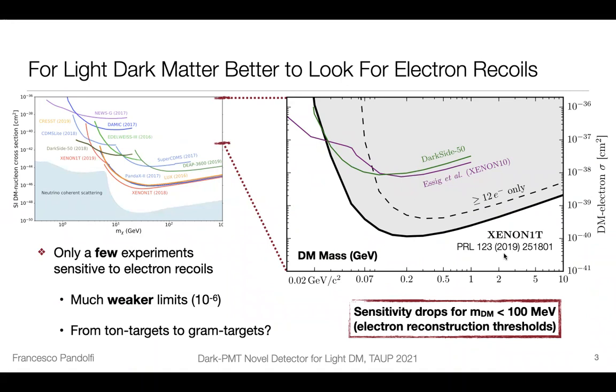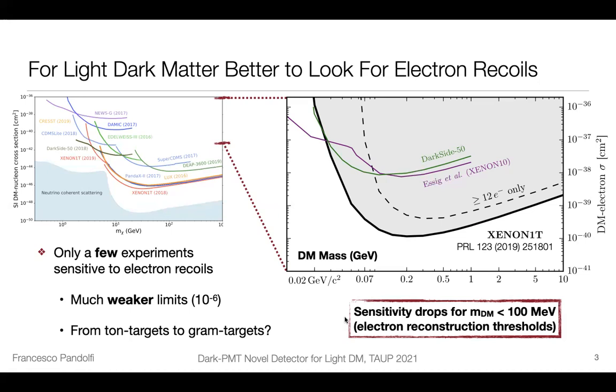Now, there's two things that I want to point out about this plot. The first one is that the y-axis range is dramatically different compared to the other one. In particular, limits are up to 10 to the 6 times weaker in the right plot. So this actually means that one could get away with designing an experiment with only grams of target as opposed to big ton targets. And the other thing is that most of these limits quickly lose sensitivity below 100 MeV or so. And this is because of electron reconstruction thresholds.